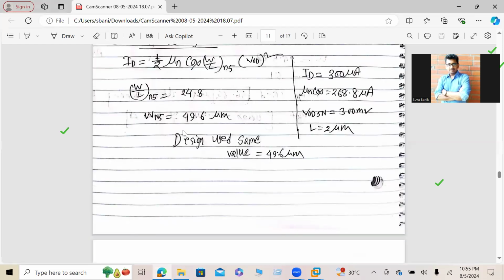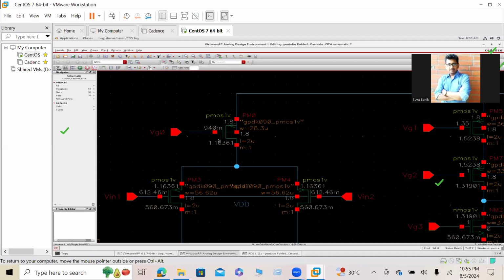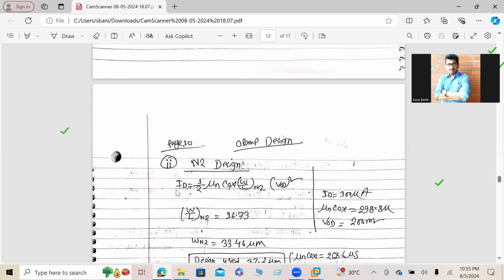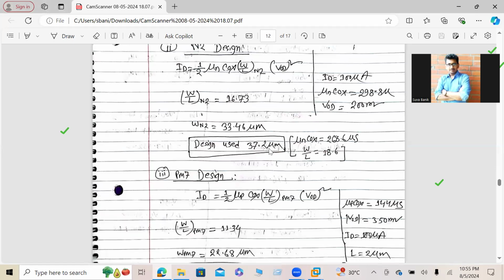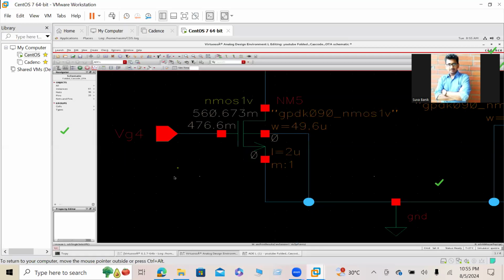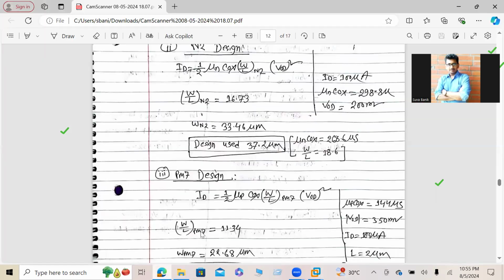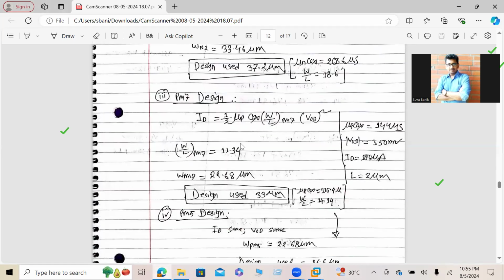For N5, what did we find? 49.6 micro, right? 49.6. Let's see. This is my N5. It is 49.6 micro. Then N2, what is this? 37.2. From our expectation, it is 37.2. We can see the same value. And for PM7, we use 33 micro.